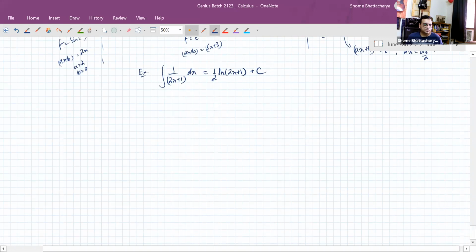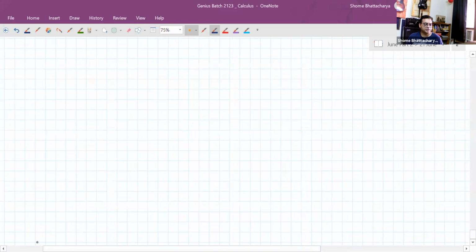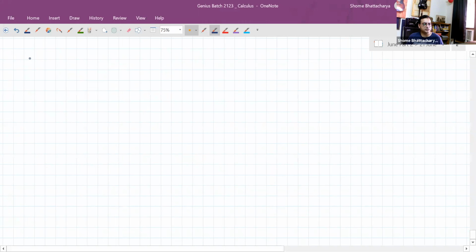Once you are clear with doing this kind of substitution, we will come back to more complicated substitutions also. But before that, we will look at the second type of operation in integration, and that is called definite integration.